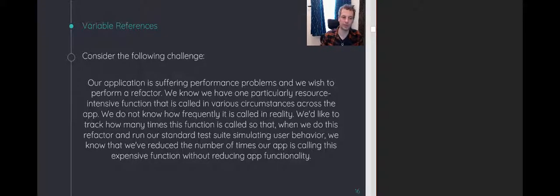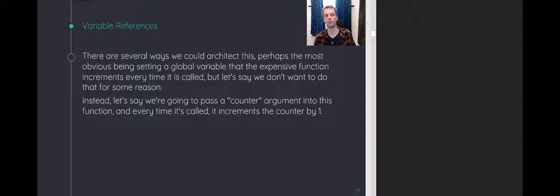So we'd like to track how many times this function is called, so that when we do our refactor and run our standard test suite, say a bunch of end-to-end tests simulating user behavior, we know that we've reduced the number of times our app is using this function without reducing app functionality. Now, there are several ways that we could architect this. Honestly, what I'd probably wind up doing is set a global variable and just increment it every single time this function is called, inside of that function.